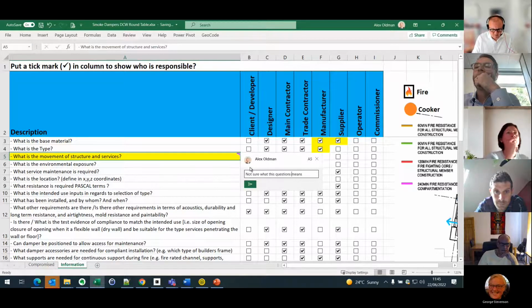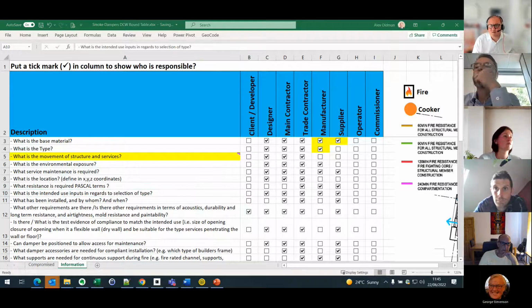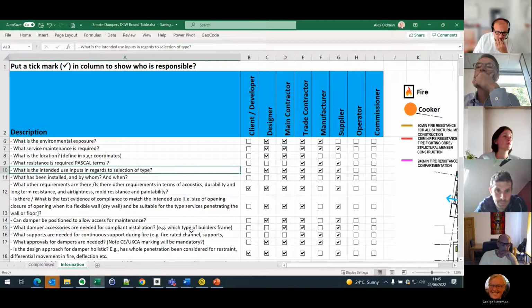I'm assuming everybody's had my email, but you should have a copy of this. Have we had any bounce backs? I haven't had any bounce backs, so you can have a scroll up and down on this as well.